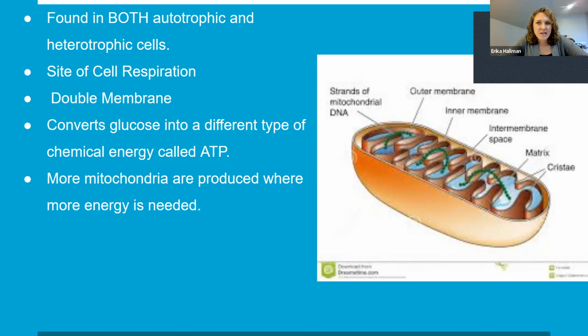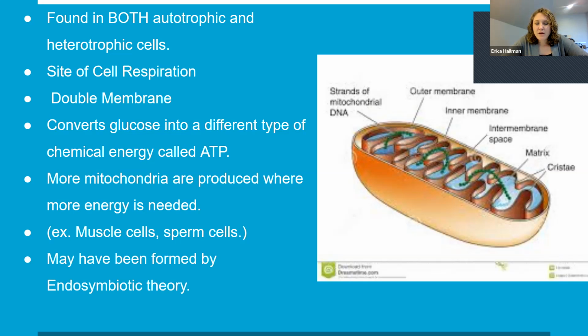If you compare that to skin cells, sure, they act as a boundary. They protect us from the outside world, but they don't have to use as much energy. Another great example is that a lot of mitochondria are found in sperm cells. And that's because sperm have to swim very, very quickly in order to fertilize the egg. So moral of the story, mitochondria are found wherever a cell needs more energy.